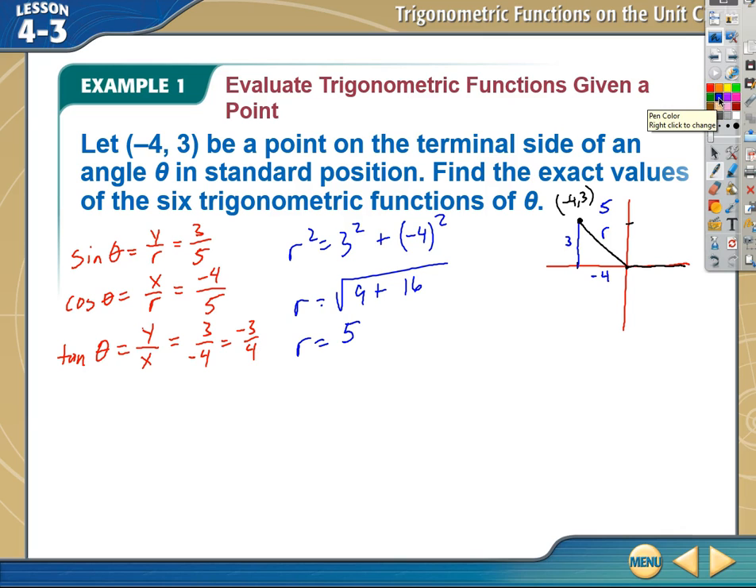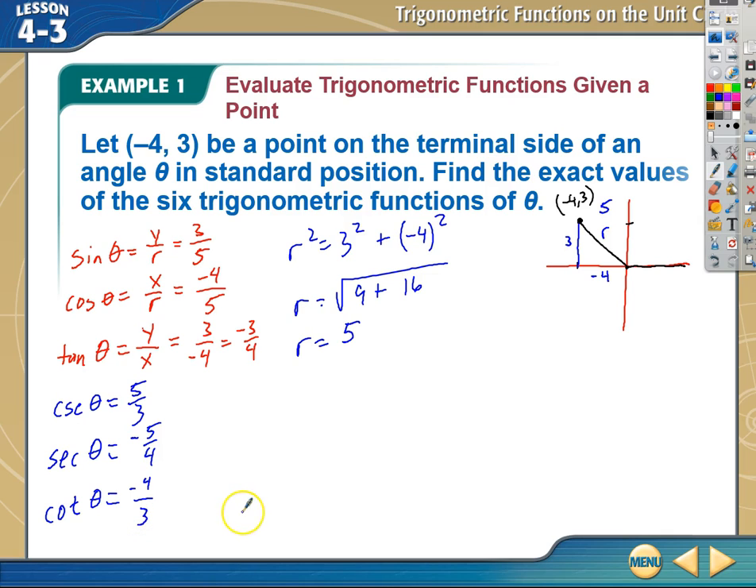Well, the other ones are just reciprocals. Cosecant of theta is the reciprocal of sine theta, so that's just 5/3. Secant of theta is just the reciprocal of cosine, or negative 5/4. And finally, cotangent of theta is just the reciprocal of tangent, which would be negative 4/3. That's it. That's as much as we have to do. So the hardest part was finding r and knowing what's what over what. After that, it's fairly straightforward.